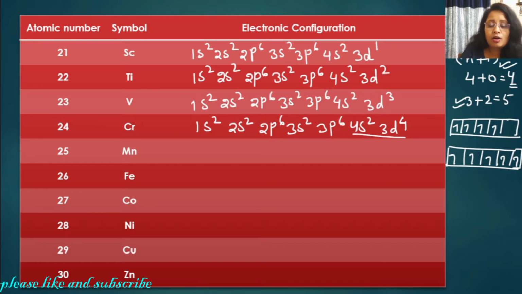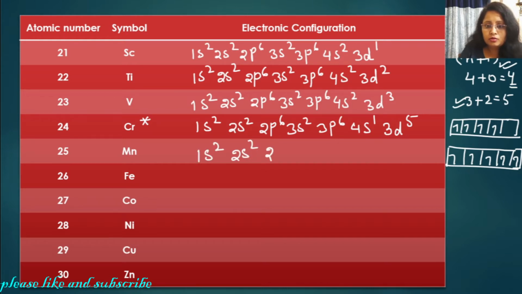So we will not write the configuration like this. What we are going to do is 4s1 and 3d5. This will be the configuration and this is called the exception. Understand the concept? Then come to manganese: 1s2, 2s2, 2p6, 3s2, 3p6, 4s2 and 3d5 as we normally write.